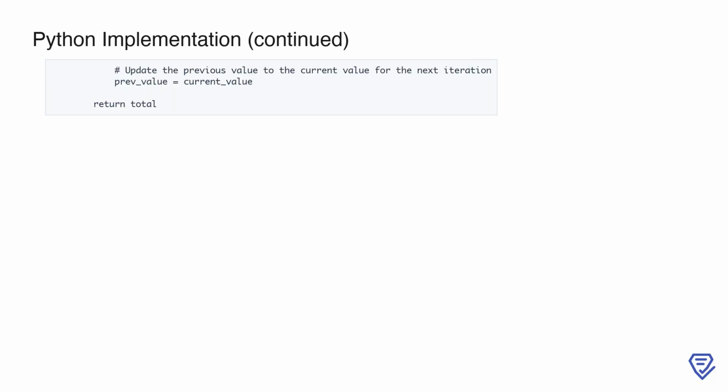On the other hand, if the current numeral's value is greater than or equal to the previous one, we simply add it to the total. This ensures that we are accurately summing up the values while respecting the Roman numeral rules. After processing the current numeral, we update prev_value to the current_value so that it's ready for the next iteration. Once the loop completes, the total variable contains the integer representation of the input Roman numeral, and we return it as the final result.